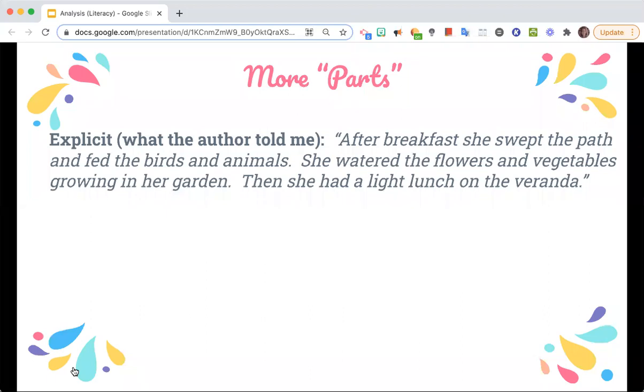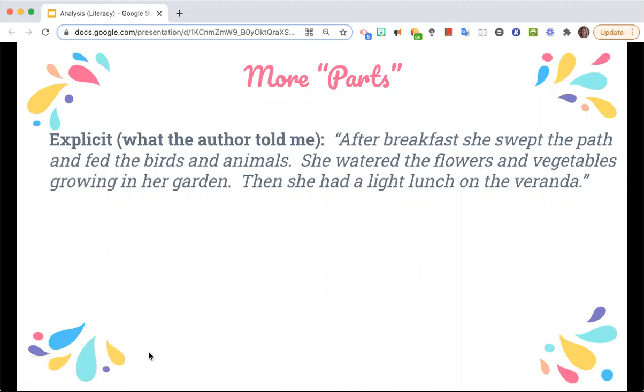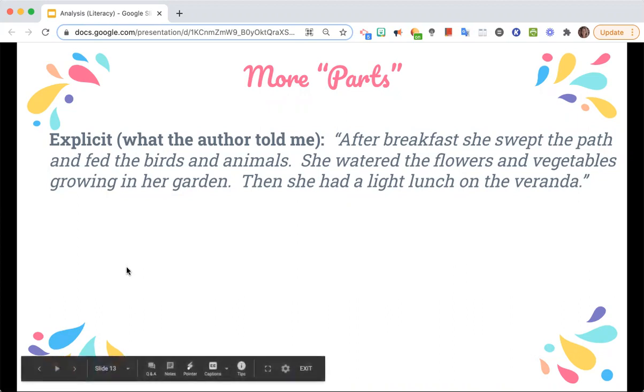So here's another piece of explicit evidence. Again, what the author tells me in this particular excerpt. After breakfast, she swept the path and fed the birds and animals. She watered the flowers and vegetables growing in her garden. Then she had a light lunch on the veranda. Now, that is what the author tells us.